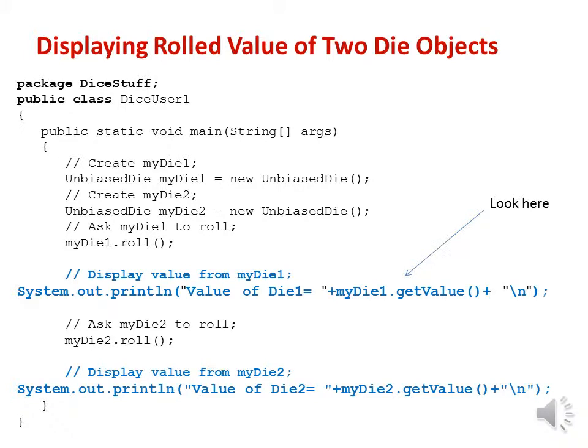We can display the roll value of the two die objects without having to assign them to two different variables, val1 and val2. Look at the first System.out.println statement. Instead of the variable val1, we have directly written MyDie1.getValue. This is just another way of solving the problem. Both methods are good. You need to choose the method that appeals to you.